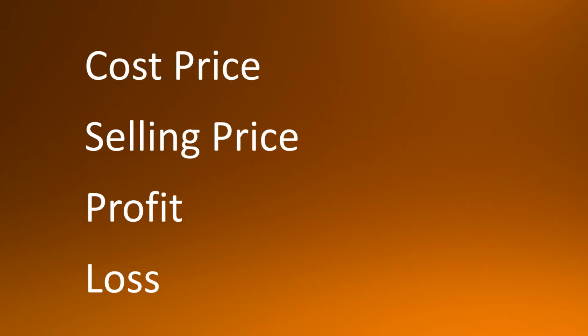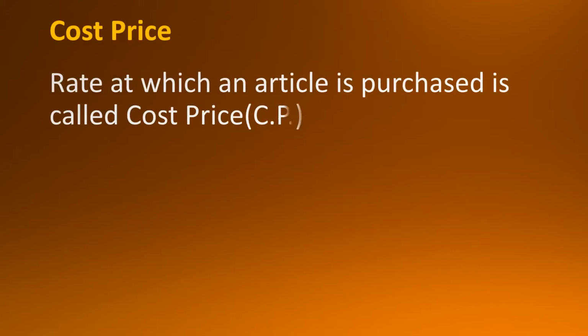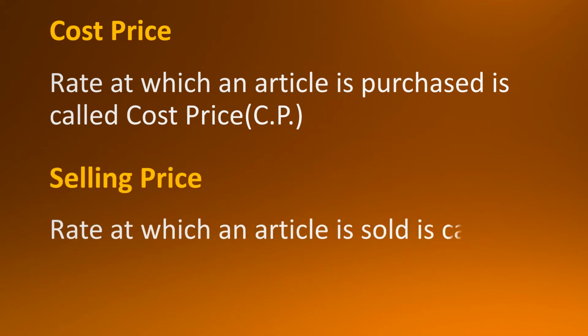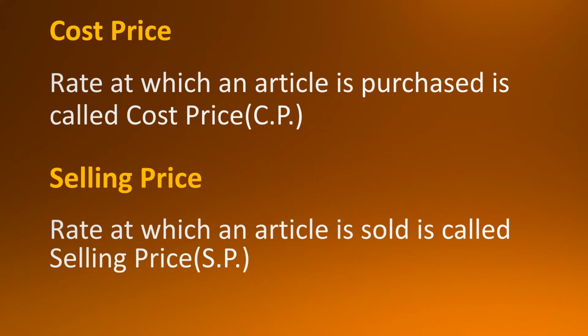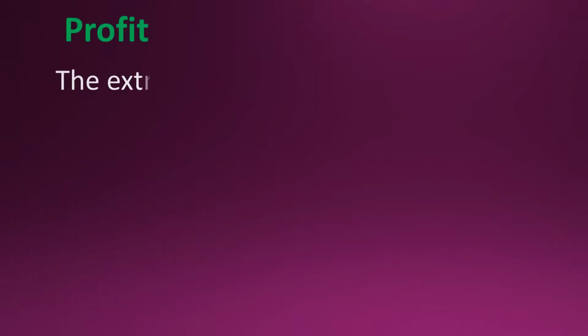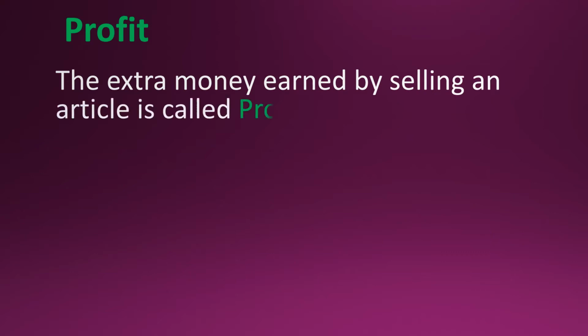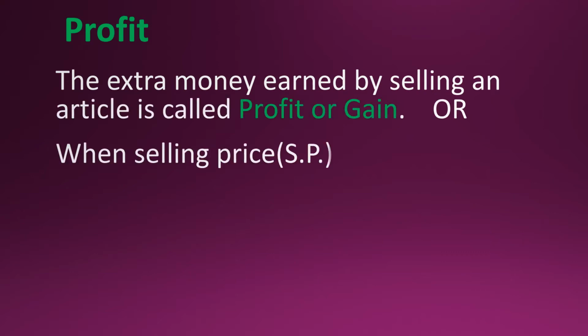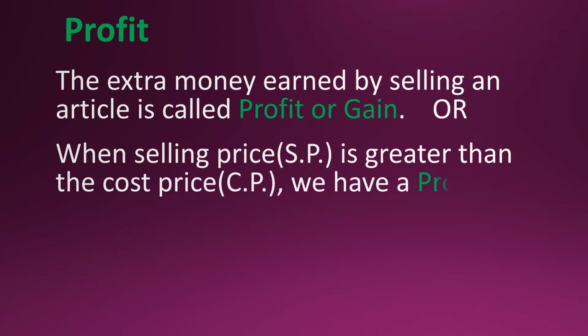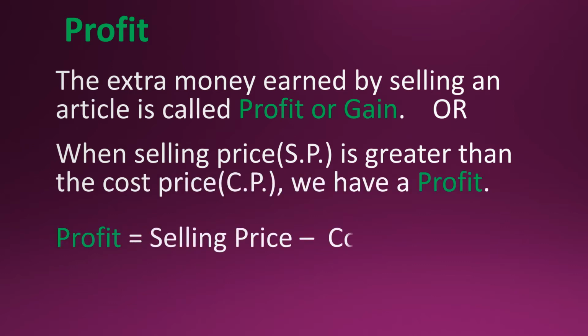Today we are going to continue chapter 11, Profit and Loss. Before we start this topic, let's recall cost price, selling price, profit and loss. Cost price: the rate at which an article is purchased is called cost price or CP. Selling price: the rate at which an article is sold is called selling price or SP. Profit: the extra money earned by selling an article is called profit or gain, or when selling price is greater than the cost price, we have a profit. So profit is equal to selling price minus cost price, or profit is equal to SP minus CP.